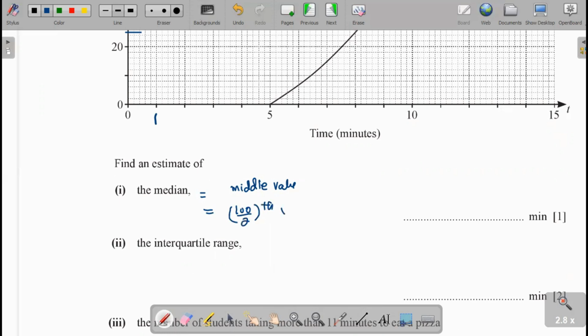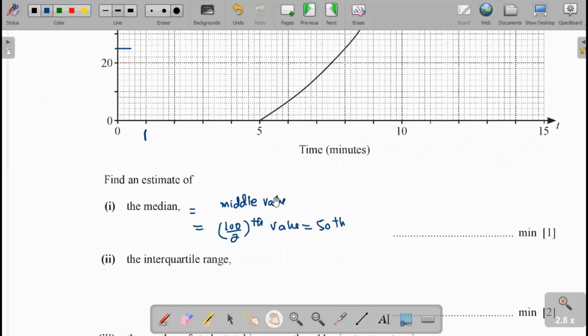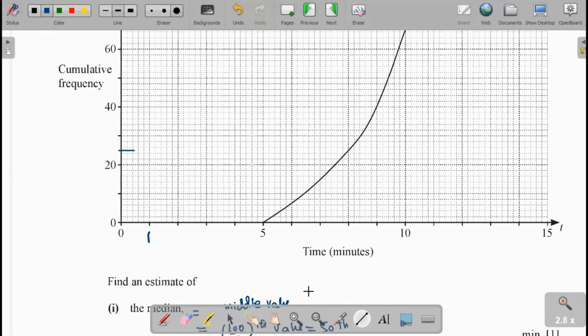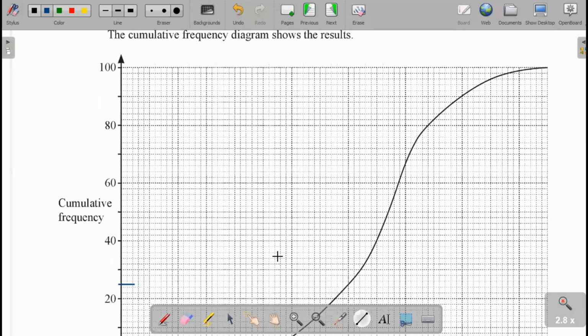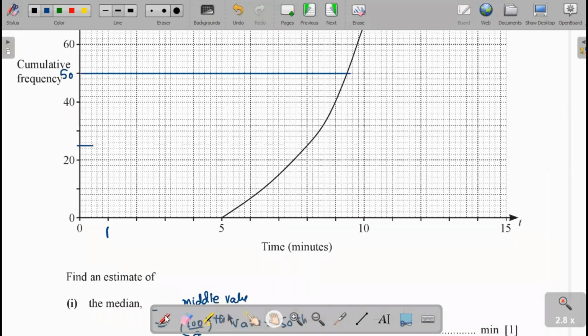Our first value will be the 50th student time. The 50th student time you see here, this is the 50 students. Now we draw a line from the cumulative frequency axis towards the curve, and after this we draw the line towards the time axis.